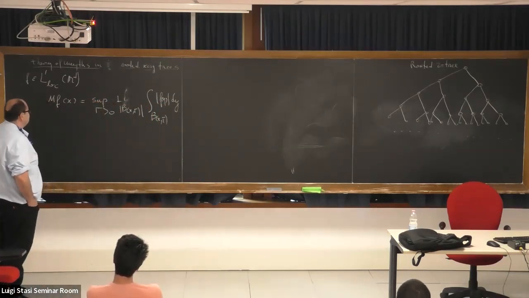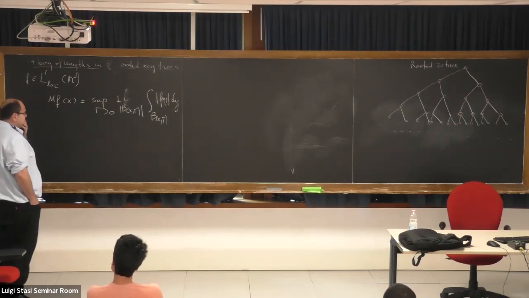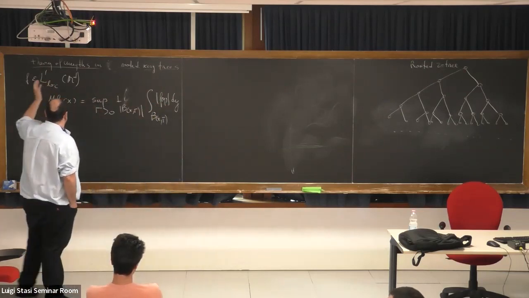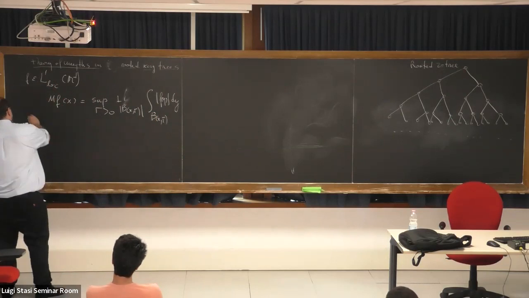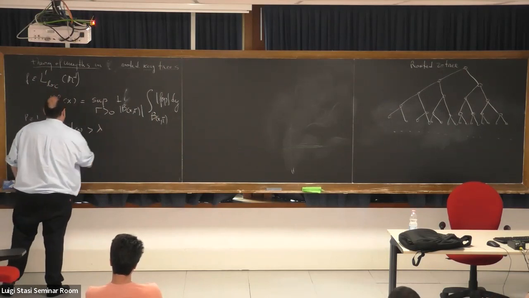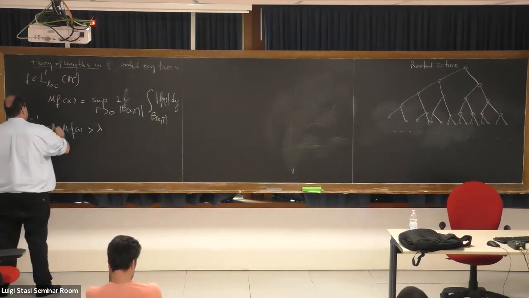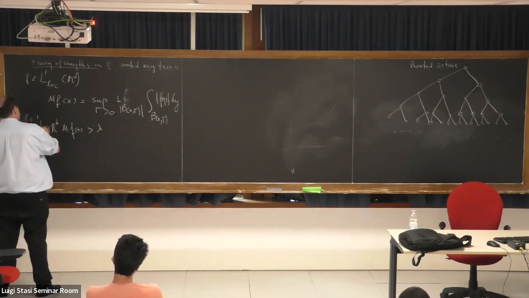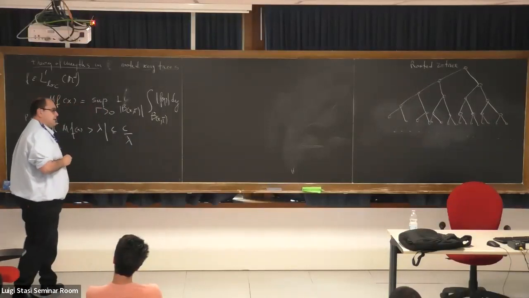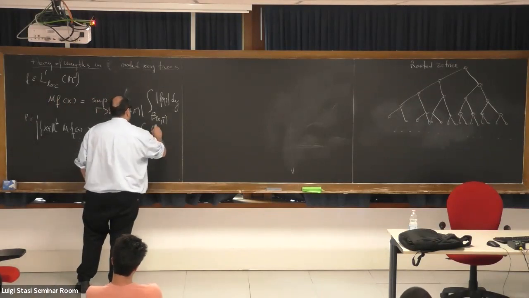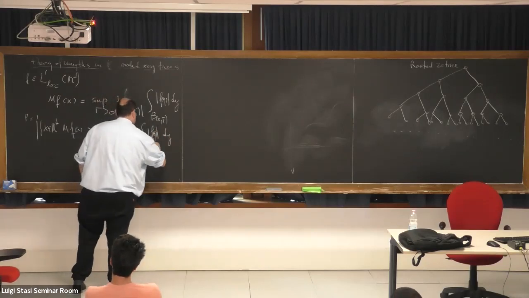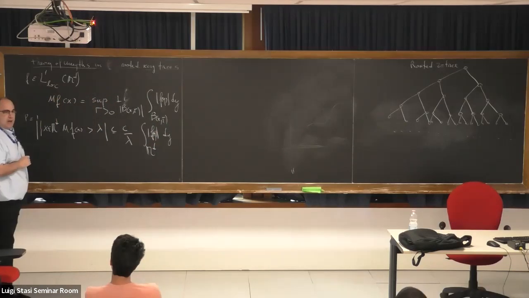You know a lot about this guy, and it's well known that it satisfies some bounds in L^p. For instance, if p equals 1, it's well known that this operator satisfies this inequality, that is called the measure here. There is a constant C here that doesn't depend on f and lambda, times the L^1 norm of the function. This is called the weak type 1-1 of the maximal function.